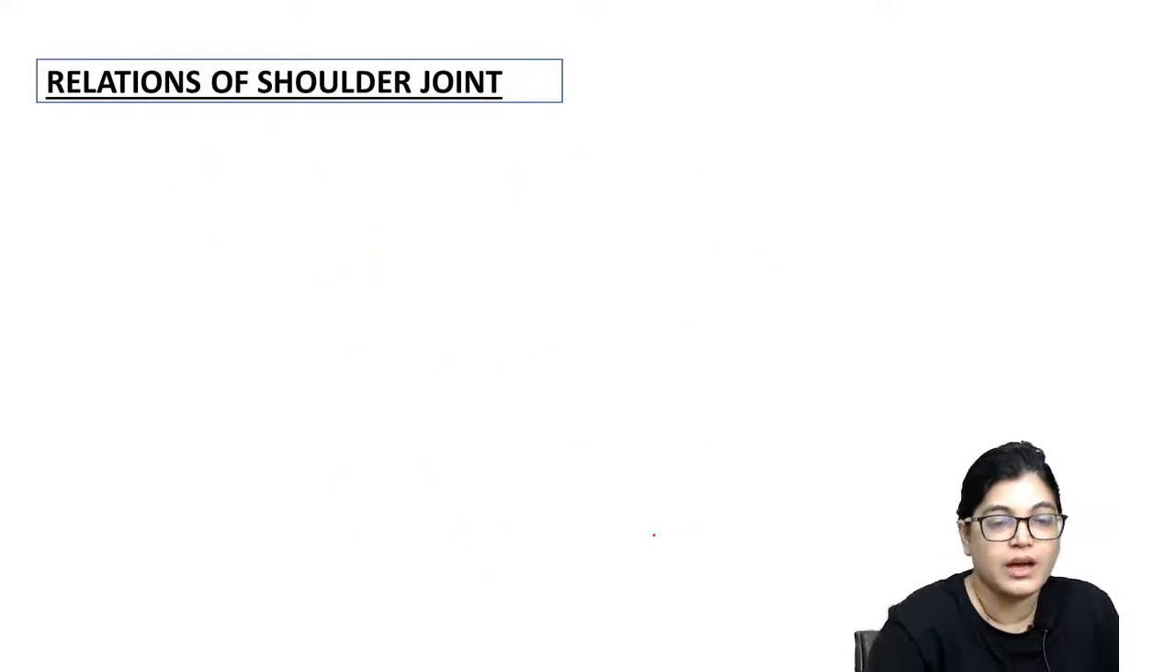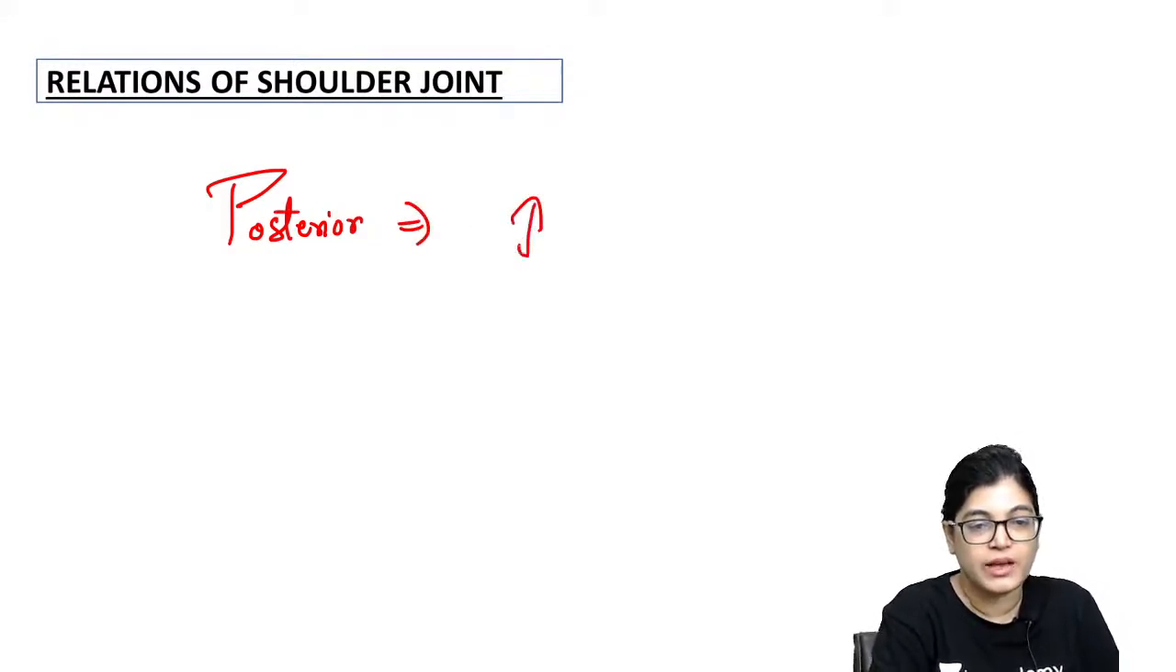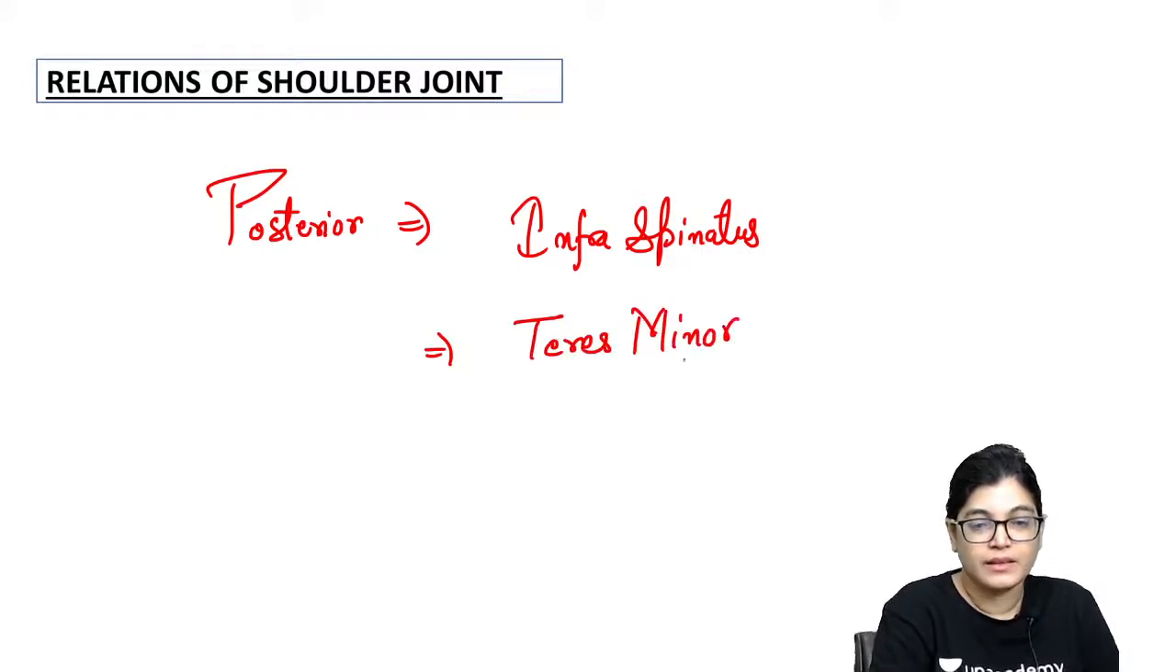Now coming to the posterior relation. Posteriorly, on the posterior aspect, we have the infraspinatus muscle, teres minor, and the deltoid muscle.